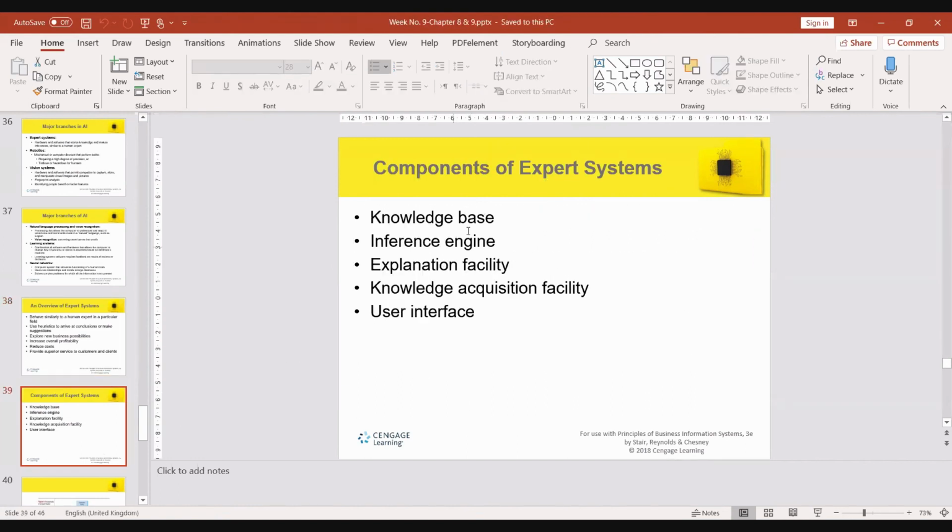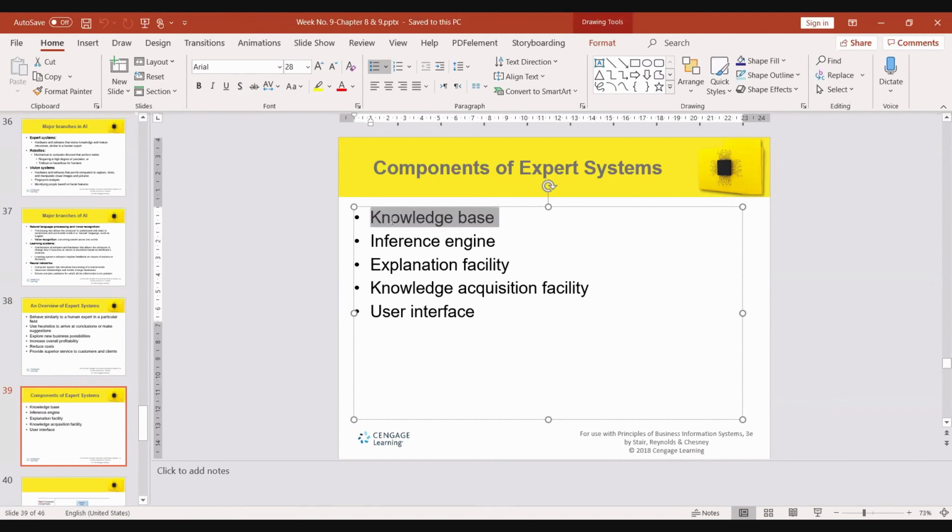So what are the components in that system? We need a knowledge inference engine that can interact with the knowledge, an explanation facility, a knowledge acquisition facility, so from where it will get the knowledge, and the user interface through which the customer or any user can interact with this system.